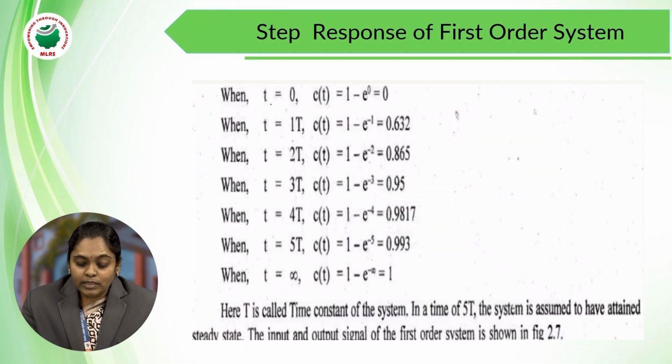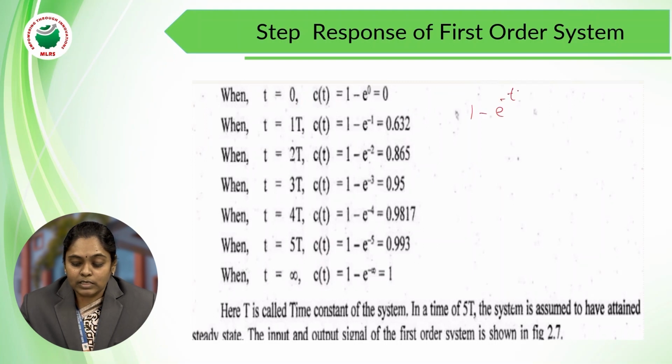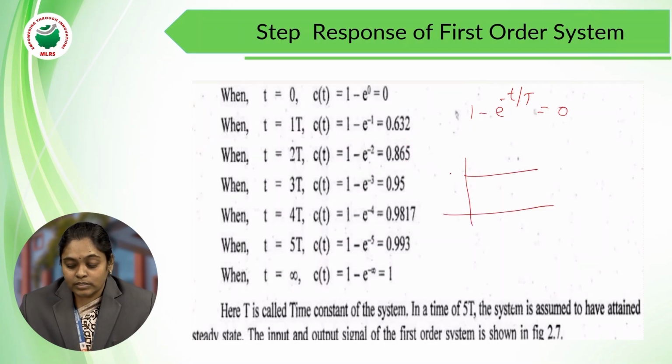Now if we assume t equal to 0, as I've got 1 minus e power minus t by T, if small t is equal to 0, the output is 0. If t is equal to 1T, it is 0.632. If t is equal to 2T, it is 0.865. Here, as we have applied the input signal as a unit step with amplitude 1, to get the output as 1 it actually needs infinite time. But if you observe, at t equal to 5T, it is 0.993, which is approximately equal to 1.